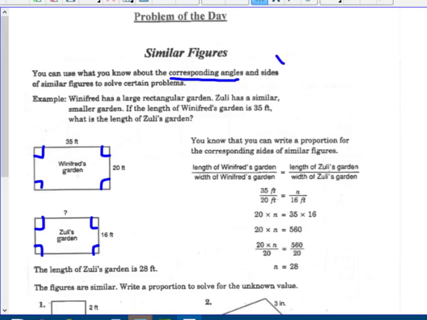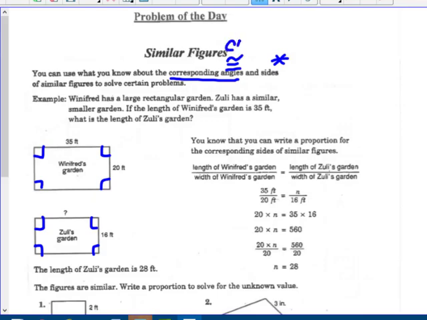So I'm going to add that on. That's the definition of similar. Some teachers will say, oh, they're the same shape but different sizes. I don't really like that definition. I like that they have corresponding angles that are congruent.